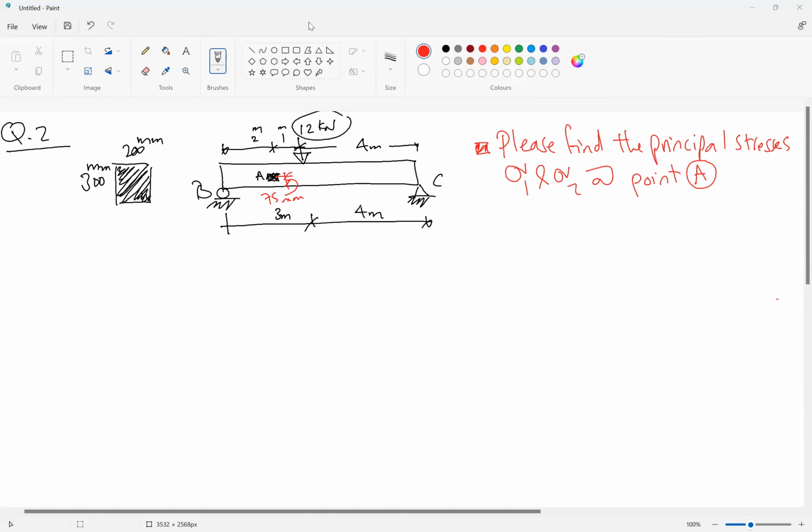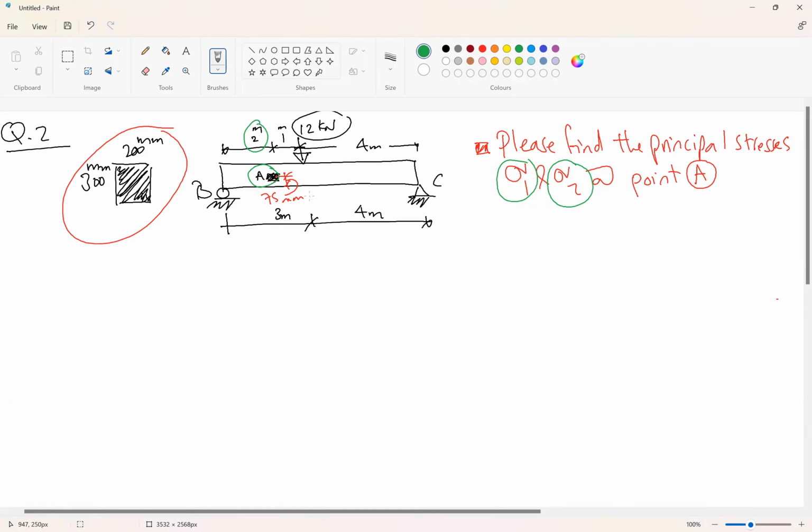I'm recording. So our second problem today is a simple beam with an applied load of 12 kilonewton at 3 meter from support B and 4 meter from support C. The cross section of this beam is a rectangular section, 200 by 300 millimeter, and the requirement is to find the principal stresses, sigma 1 and sigma 2, at point A, which is 2 meter from support B and 75 millimeter from the bottom.